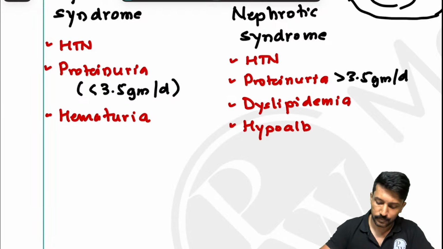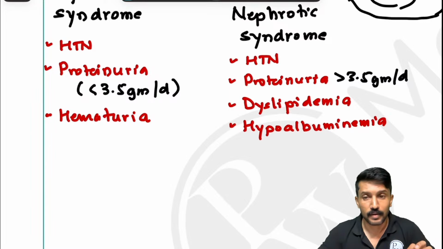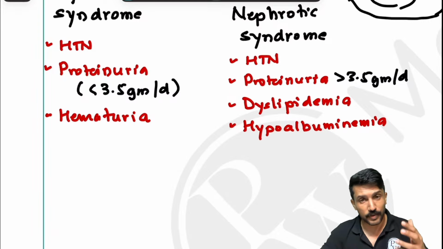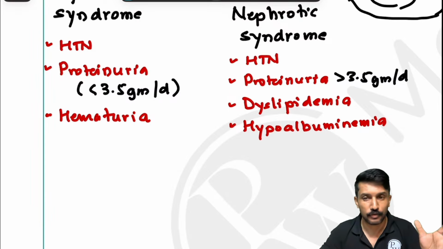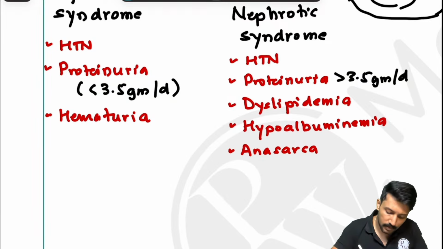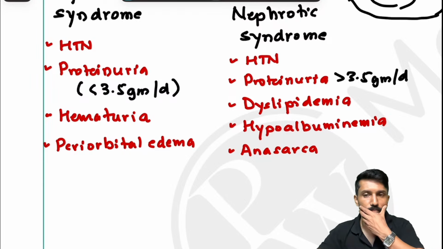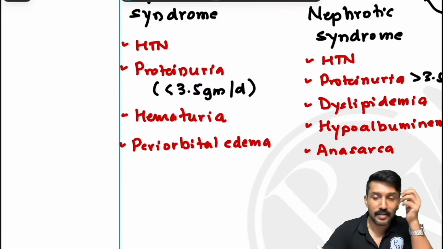And because I'm losing so much of protein in urine, right, I will have hypoalbuminemia. And whenever I lose so much of albumin, albumin is a determinant of the oncotic pressure. So when I lose that, I will start losing the fluid into the third space. I will develop what we call as generalized edema or anasarca. Here we will have mainly periorbital edema in nephritic syndrome.